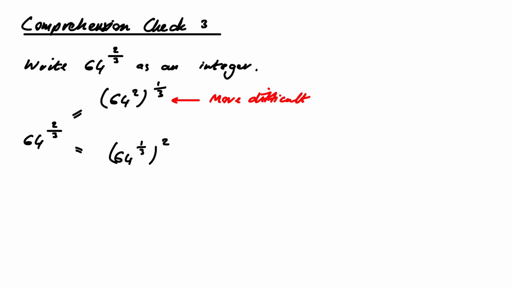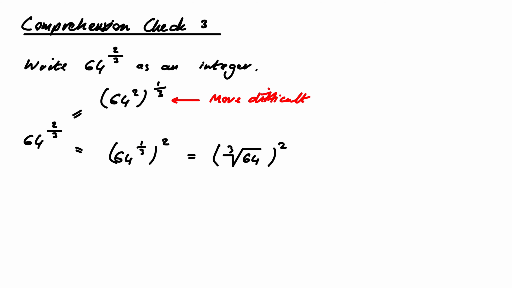Now the second, well, 64 to the power of a third. So what is this equal to? If we're going to write it in radical notation, which isn't really necessary, but perhaps it helps a little bit, it's the cube root of 64, all squared.